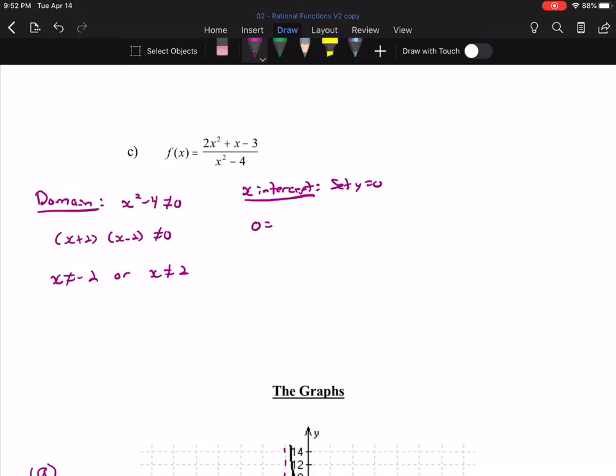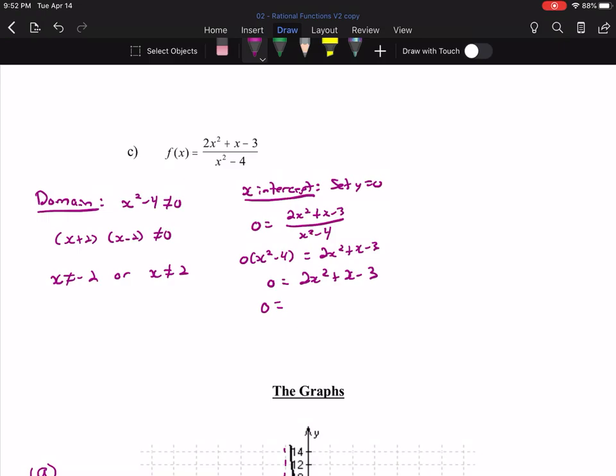Set y equals 0, so I get 0 equals (2x squared plus x minus 3) over (x squared minus 4). Bring that x squared minus 4 over, and I give you permission to completely skip those two steps and jump right to here: the x-intercepts of that function are going to be when the numerator equals 0.